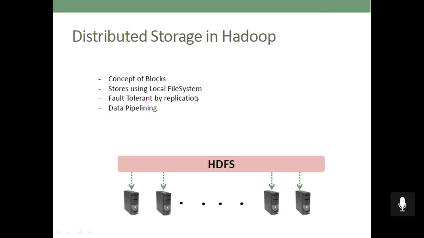The next point is fault tolerance by replication. I think in the last class I told you Hadoop achieves fault tolerance. Fault tolerance means avoiding data loss, and we achieve this by using replication. Replication is nothing but maintaining multiple copies of the original data. In the next slide I will explain more details about replication. One more is the data pipeline.